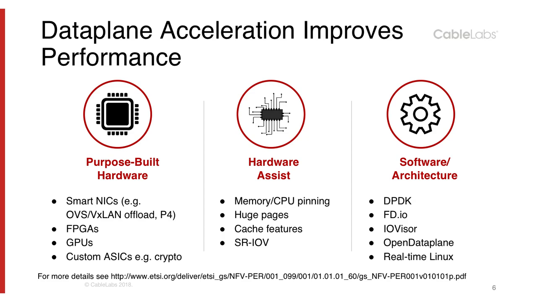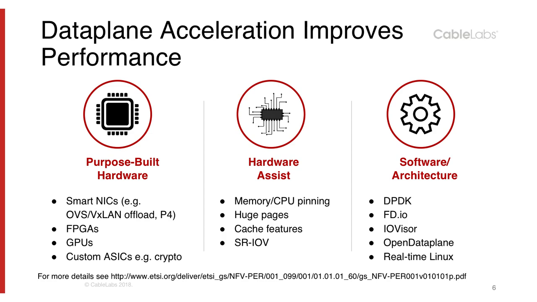And then the last bucket is software or architectural-based approaches to dataplane acceleration, such as DPDK, which is a user mode technology that uses polling instead of interrupts to dramatically speed up packet processing. FIDO, an alternative to OVS that we touched upon in an earlier chapter, uses parallel packet processing to speed up performance. IOVisor is a kernel-based technology to programmatically speed up dataplane acceleration. Open Data Plane is an abstraction layer that allows for proprietary data acceleration hardware, but with standards-based APIs. And then real-time Linux. So all of these are dataplane acceleration techniques.